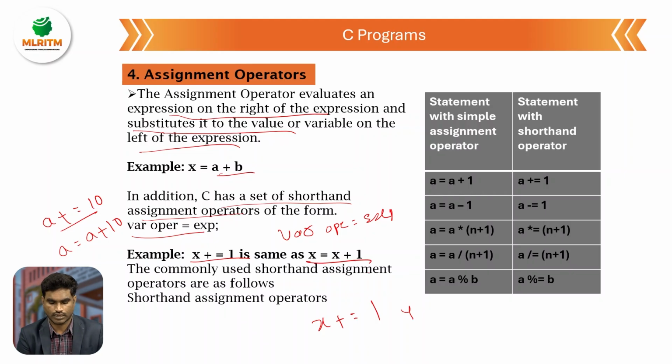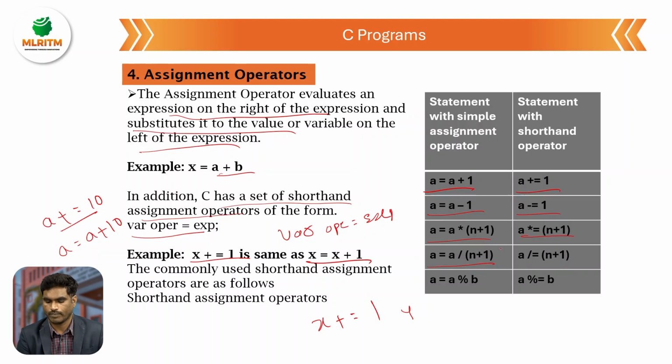The commonly used shorthand assignment operators are as follows. Here, the statement with the simple assignment operator is A = A + 1, and the shorthand is A += 1. A = A - 1 becomes A -= 1. A = A * (n + 1) becomes A *= n + 1.